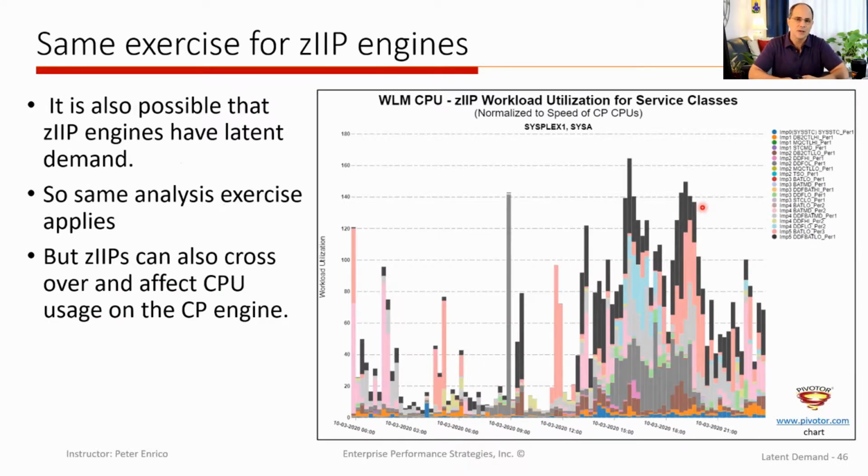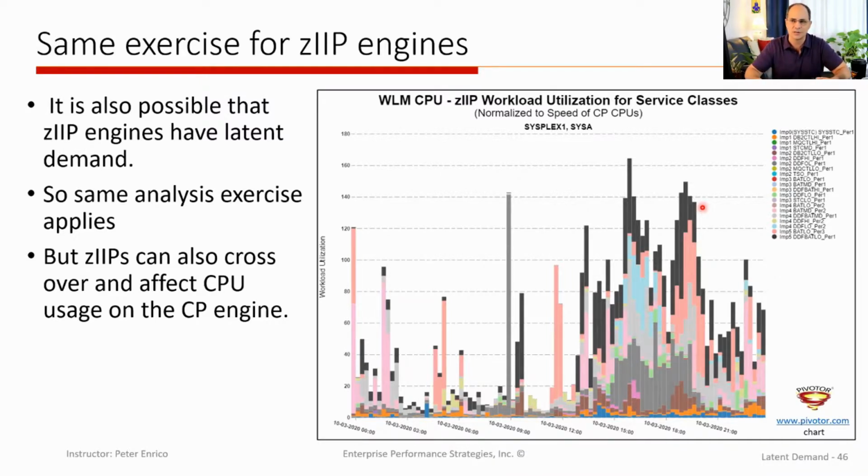And then finally, we want to make sure that we do the same thing for our zip engines. In this particular case, you look at the zip and how busy are the zips and what's the average units of work waiting to use the zip and what's the distribution of that work and things like everything you can imagine we just looked at for the CP engines. You want to do the same thing for the zip engines. So it's no different of an exercise.